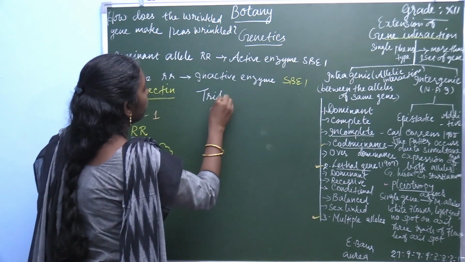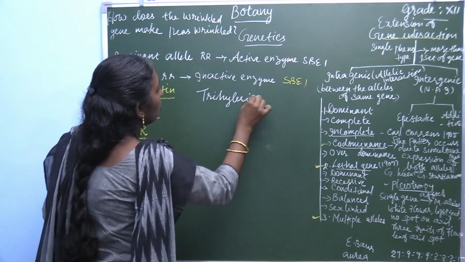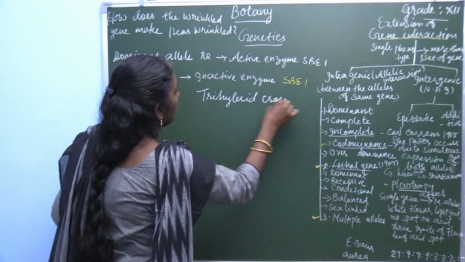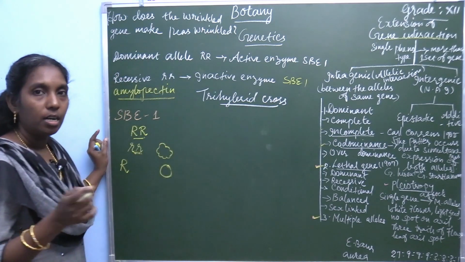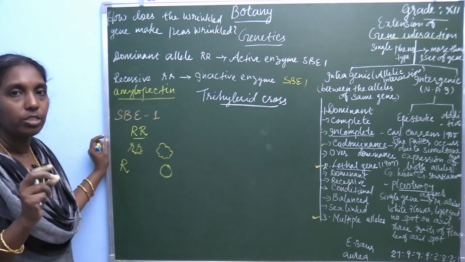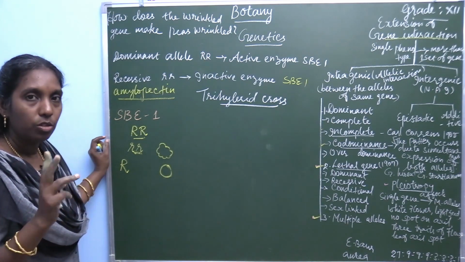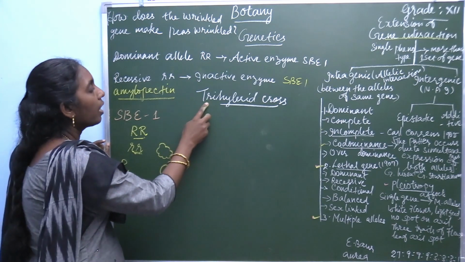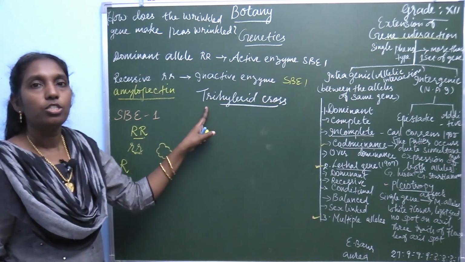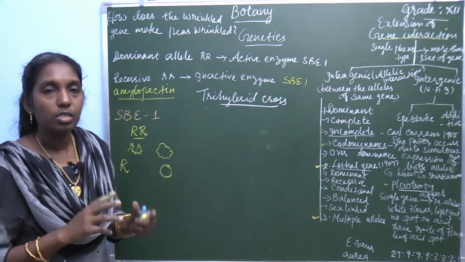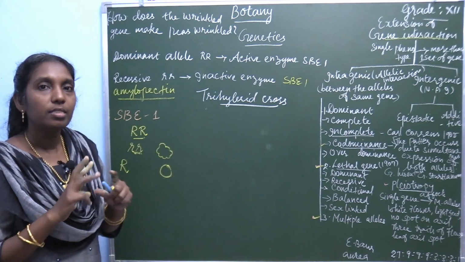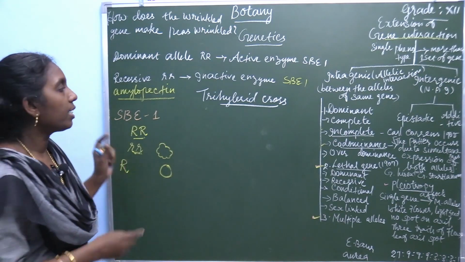Another question: trihybrid cross. First you learned monohybrid, dihybrid. Monohybrid shows a single trait of contrasting character, dihybrid two contrasting characters, trihybrid. So tri shows three contrasting characters, a cross between homozygous parents with three pairs of contrasting characters.